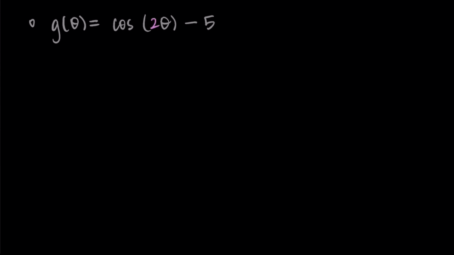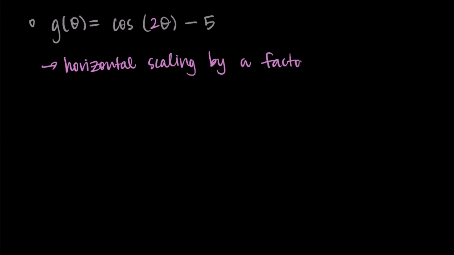So it's being multiplied by the theta, so this is happening to the input of the function, meaning it's a horizontal transformation. Specifically, it's a B transformation, so it's a horizontal scaling by a factor of 2. Then the negative 5 is a D transformation like we had in the last problem, and so this time it's a shift down by 5. It's taking all of the output values and shifting them down 5 units.